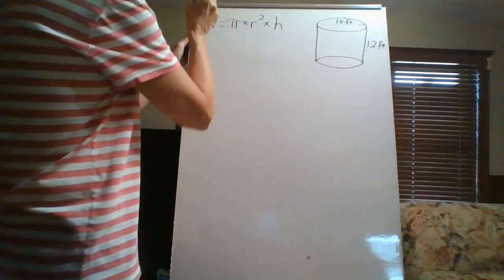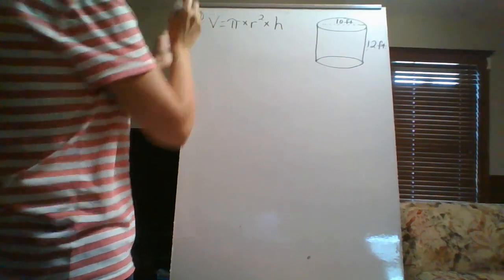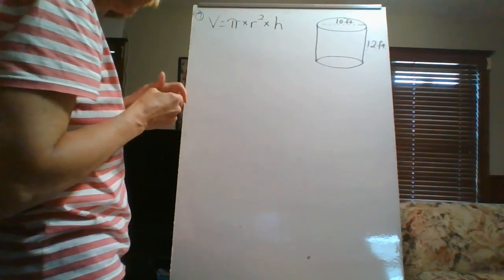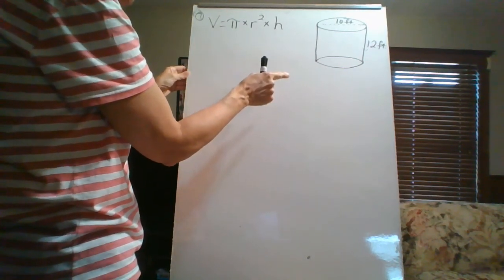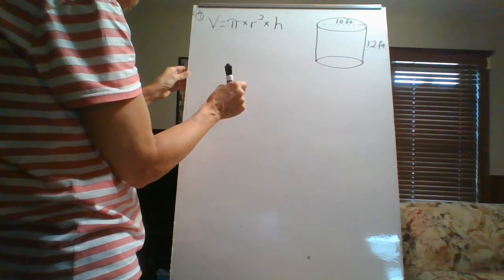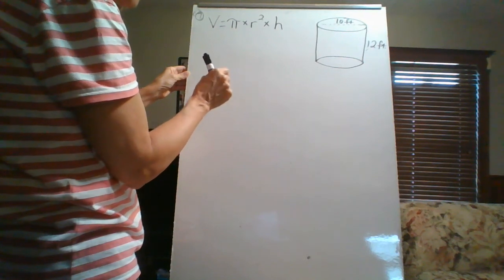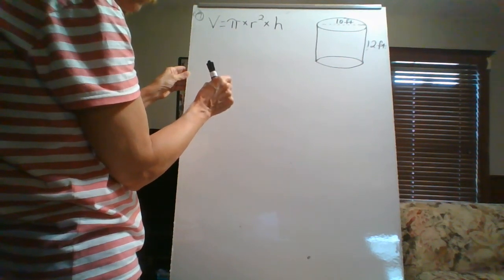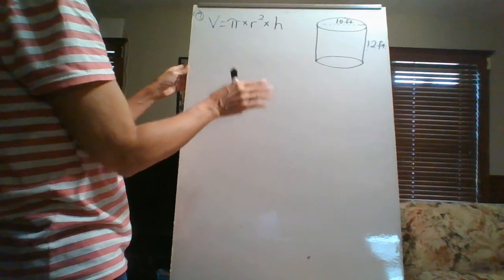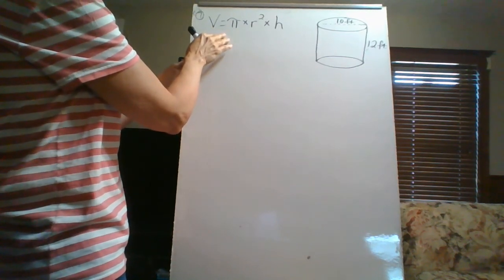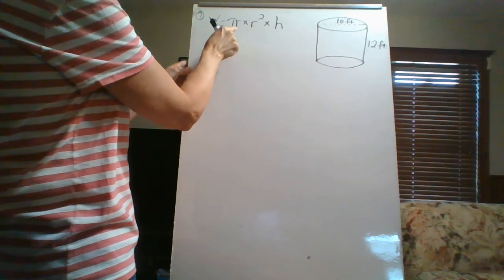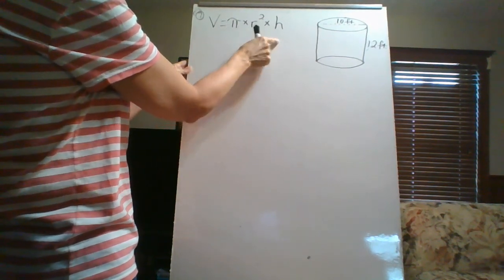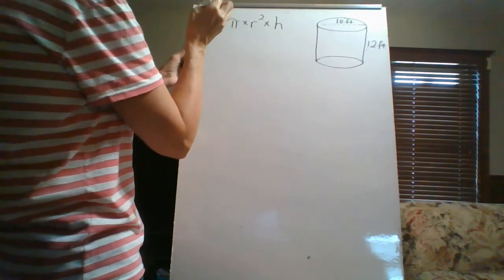All right, number 7 is a volume problem. The diagram represents the dimensions of a cylindrical storage silo. If the silo already contains 100 cubic feet of grain, what is the maximum whole number of cubic feet of grain that can be added to the silo? All right, remember you're going to be given the formulas, so don't panic about that. The formula for volume is pi times the radius squared times the height. So let's just go with what we got here.